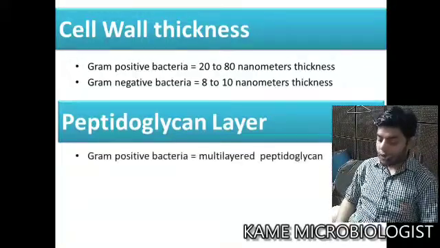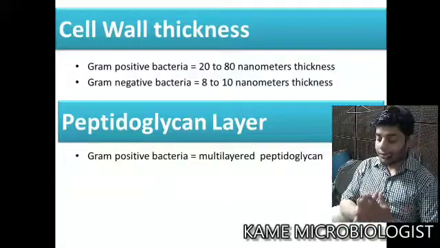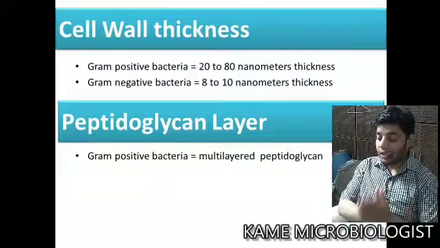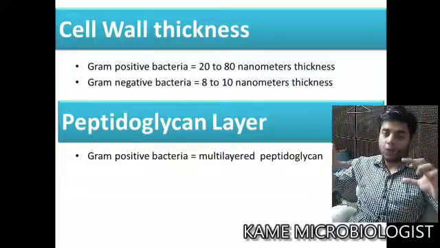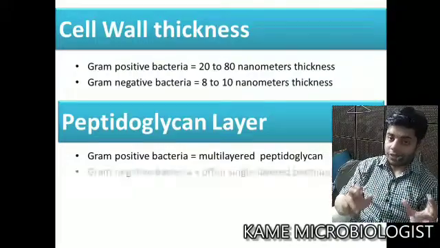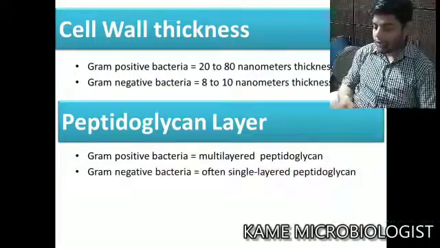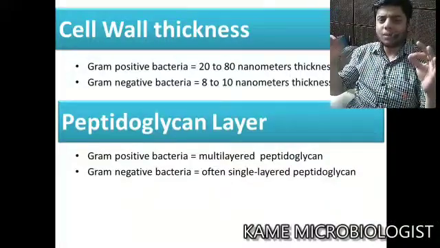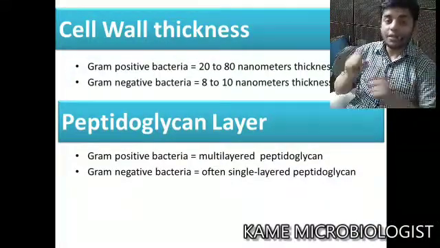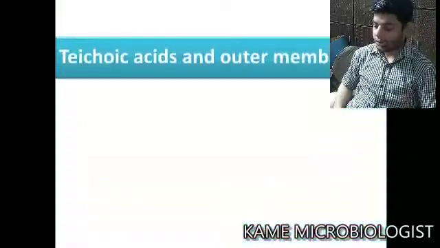Then we have the peptidoglycan layer. So remember guys, in case of the gram positive bacteria, there are many layers of the peptidoglycan. That's why the cell wall is thick. But in case of the gram negative bacteria, the peptidoglycan layer is a single peptidoglycan layer. That's why the cell wall is thin in case of the gram negative bacteria.